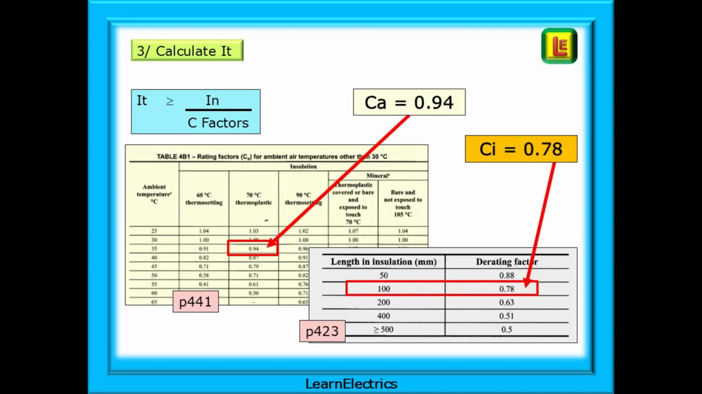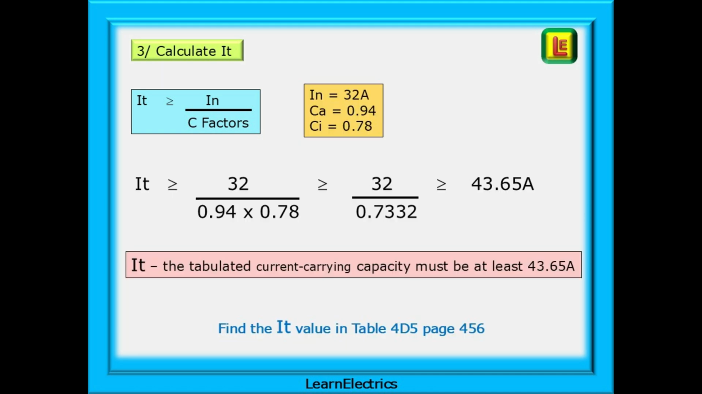Looking at these two pages, we can easily see that CA is a derating factor of 0.94 and CI derates by 0.78. Now we can make a calculation. We have IN as a 32 amp breaker, CA as 0.94 and CI as 0.78. So IT must be equal to or greater than 32 divided by 0.94 and 0.78 multiplied together.